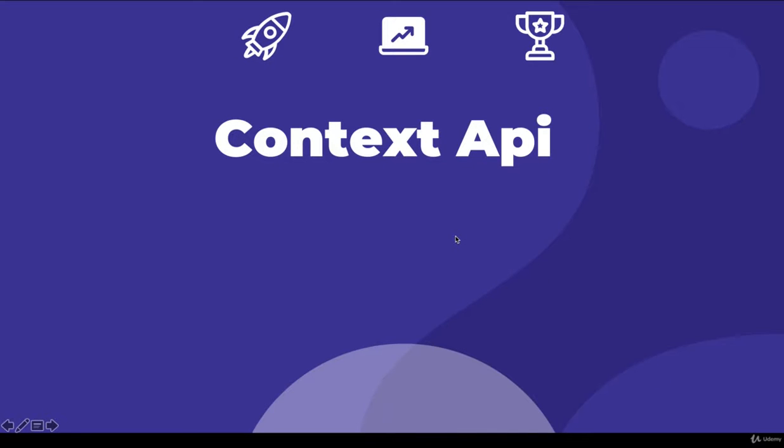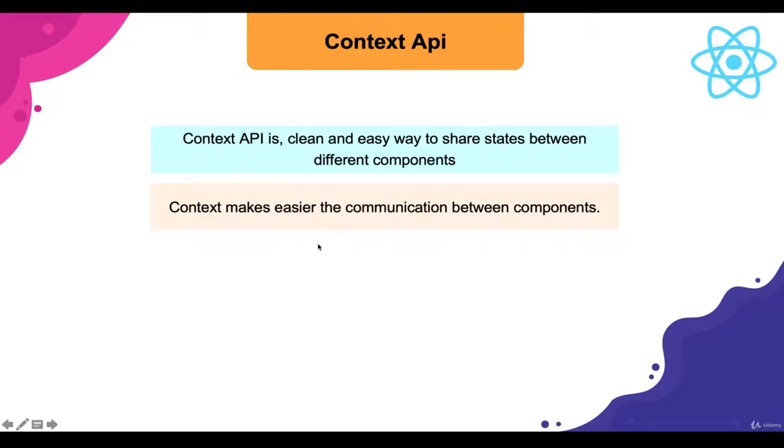Okay, so we have created our first app. So now the first thing I'd like to talk about is this Context API. So, what is Context API? Context API gives us a way to share state up and down a component tree quite easily.